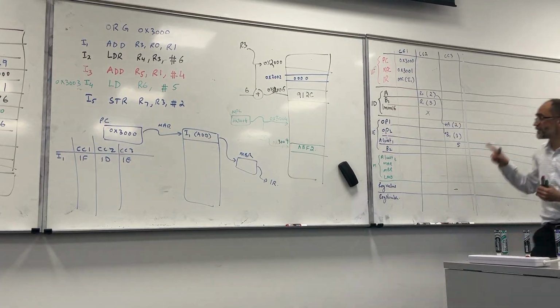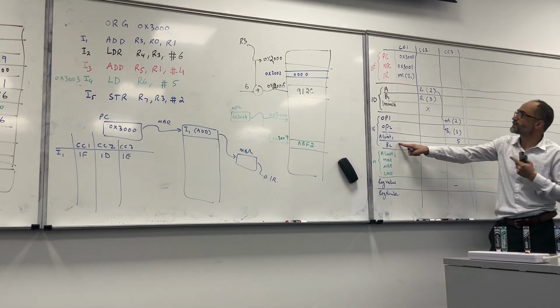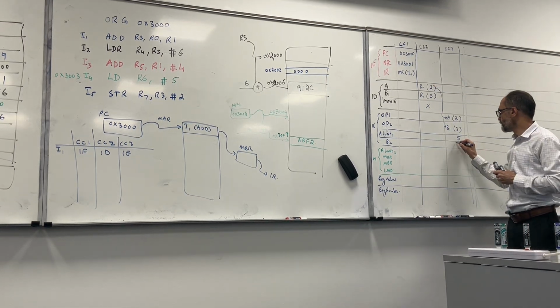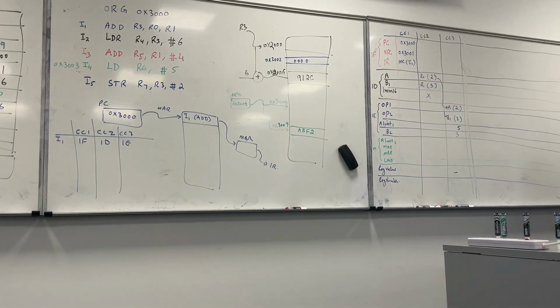B2. Please remember, in the execution state, B2 is the same thing as B1. What is the old value of B1 now? 3. So B2 is the same thing as 3. And why I am doing that, I will explain it later on.